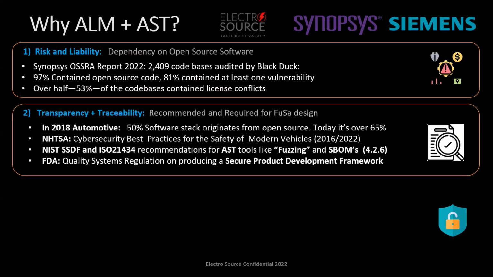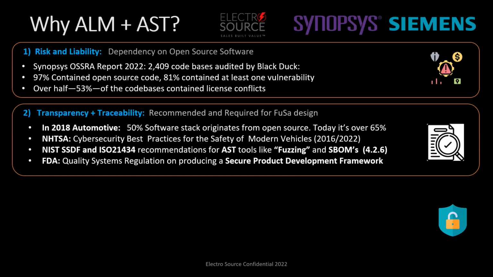The next reason is transparency and traceability. This is recommended and required in functional safety design. It was estimated in 2018 that about half of the software stack originated from open source code in automotive designs, and today it's estimated to be over 65%.